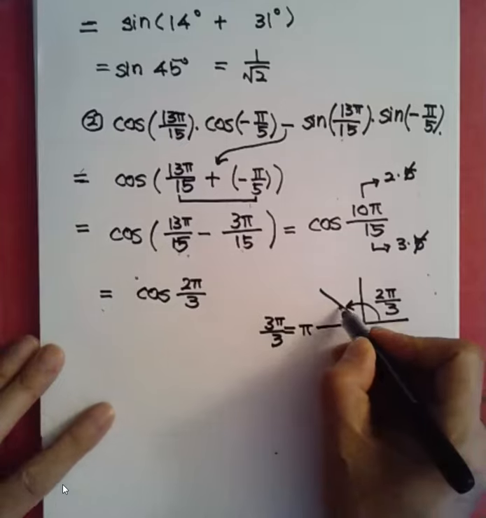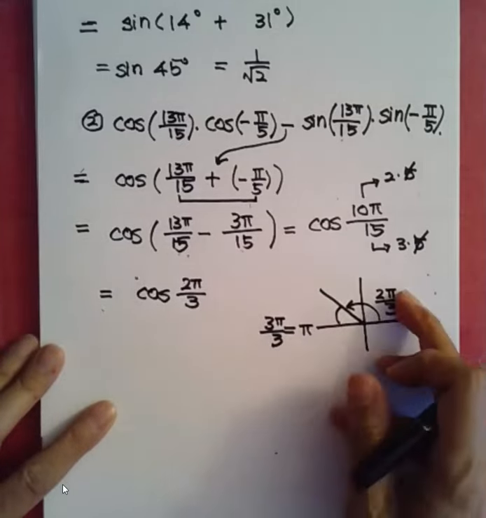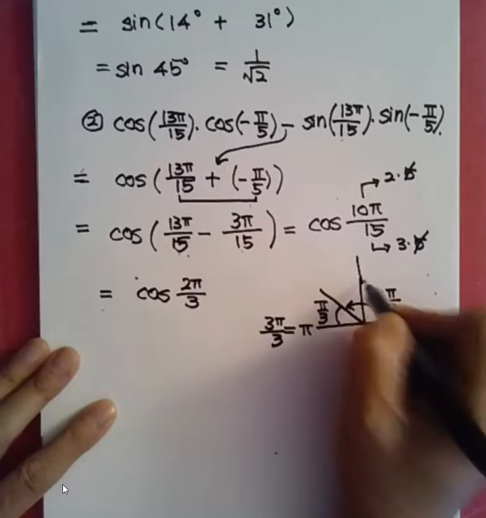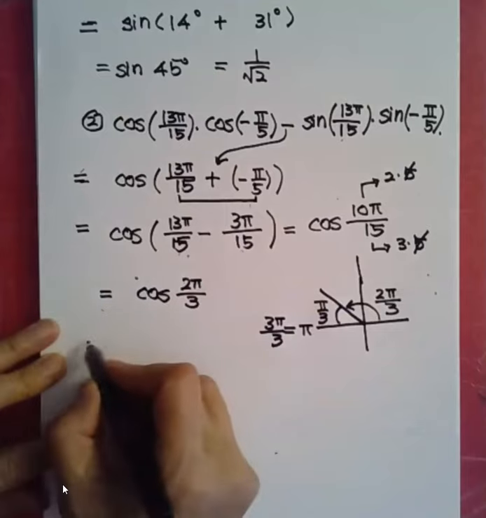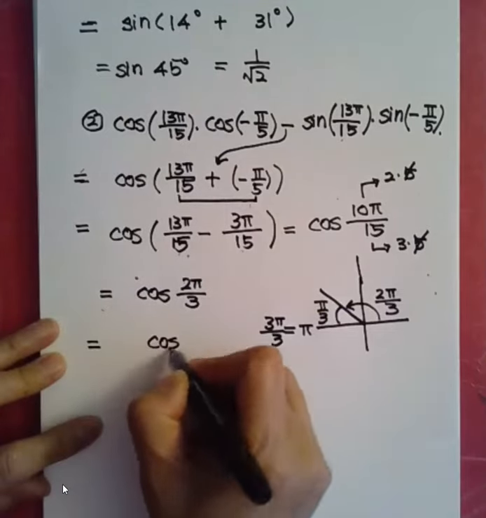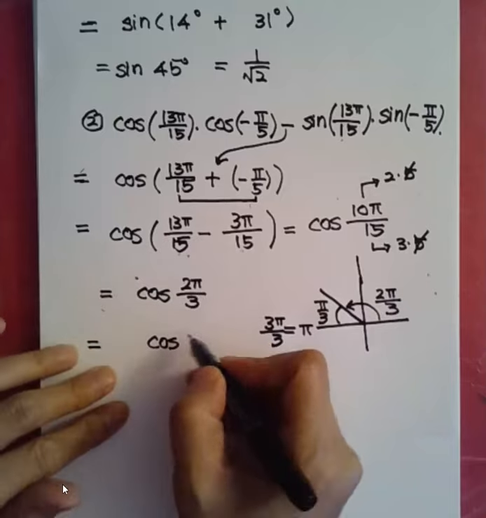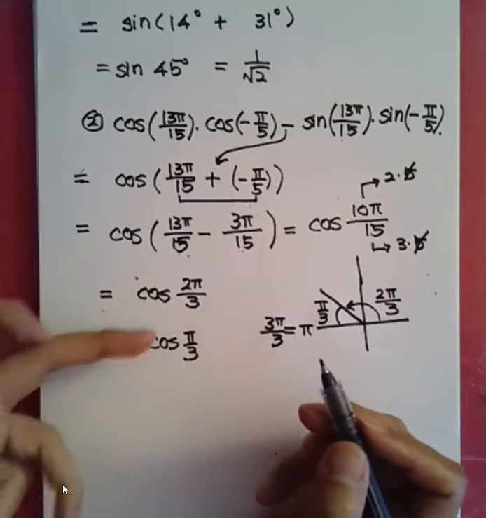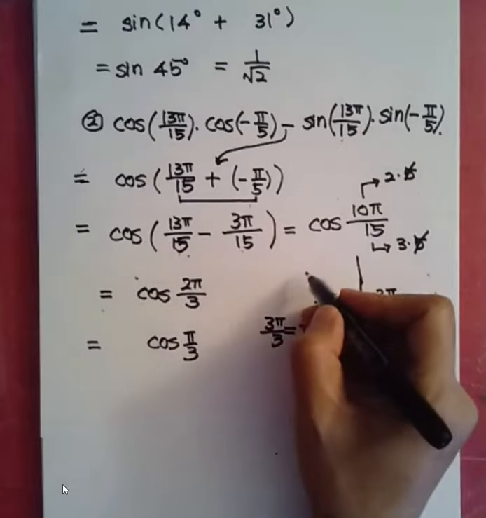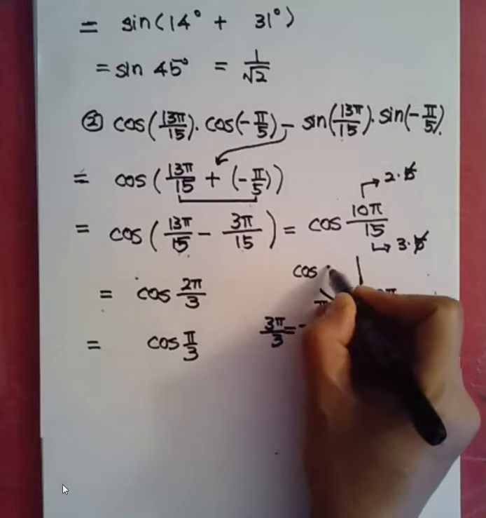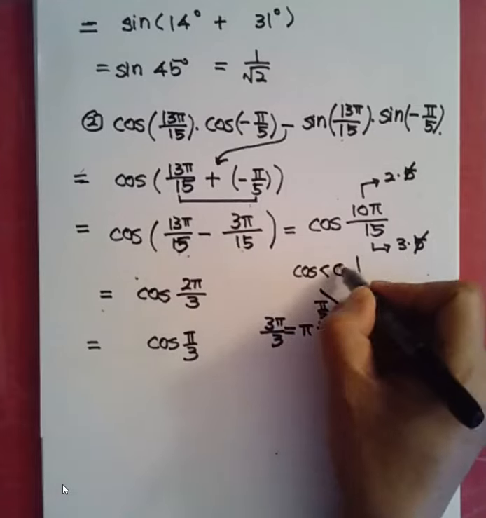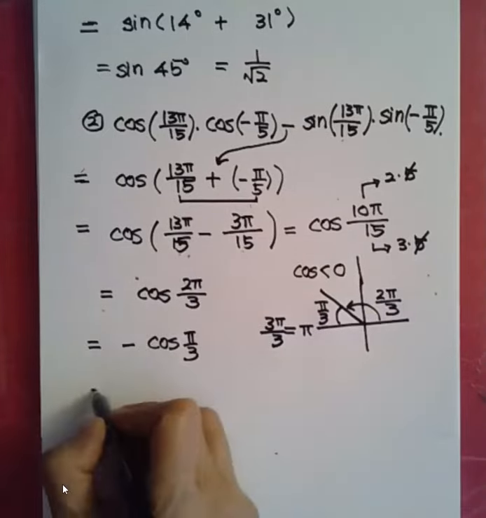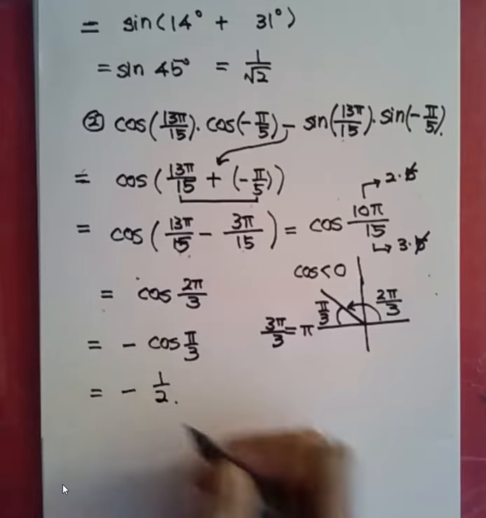And then the reference angle will be pi over 3. And then we have to figure out whether that is minus or plus. So here, cosine of 2 pi over 3 is plus or minus cosine of pi over 3, because this angle is the reference angle of 2 pi over 3. That is determined with the sign of cosine. That is less than 0, so that is minus. So that is minus 1 over 2.